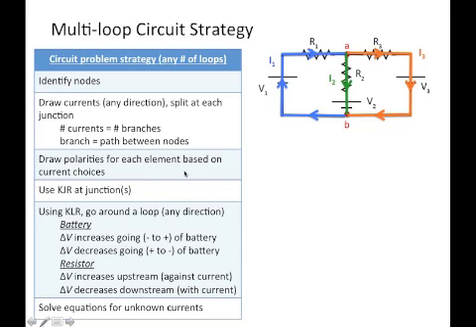Next, I'm going to draw the polarities for each element based on my current choices. For batteries, we said before that the long edge of the battery represents the high side of the potential, so that side's always higher than this side on each of those batteries. But for the resistors, we said the current flows from high potential to low potential, so this is the high side and this is the low side on R1. This is the high side and this is the low side on R2, and likewise for R3.